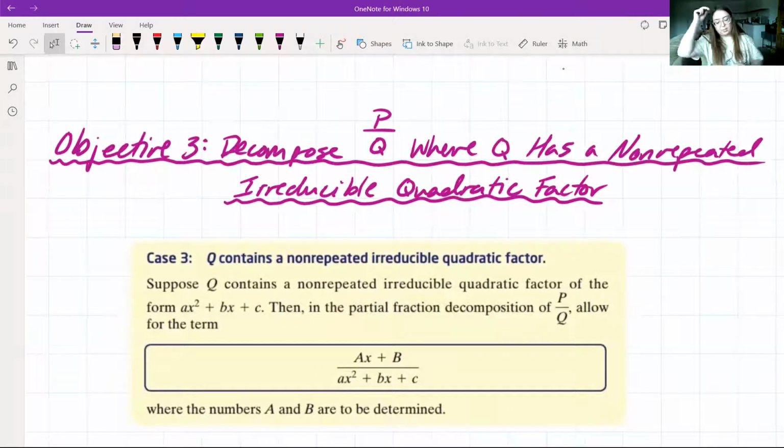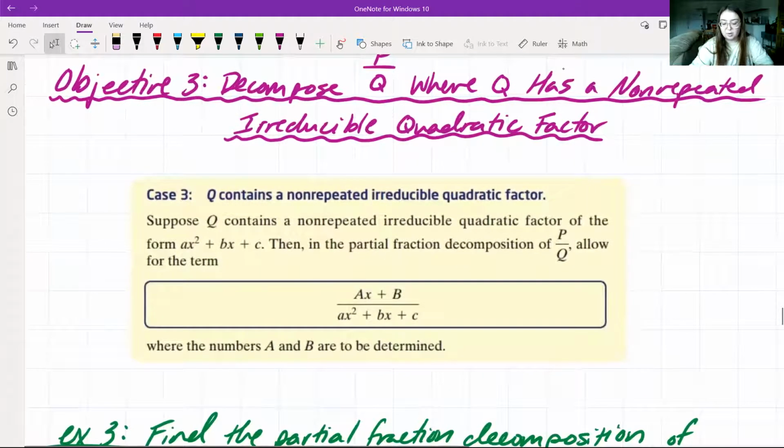On objective 3, we want to decompose P over Q, where Q has a non-repeated, irreducible quadratic factor. So with case 3, Q contains a non-repeated, irreducible quadratic factor. We suppose that Q contains a non-repeated, irreducible quadratic factor of the form ax squared plus bx plus c. Then in the partial fraction decomposition of P over Q, we allow for the term capital A x plus capital B over a x squared plus bx plus c, where the numbers capital A and B are to be determined.